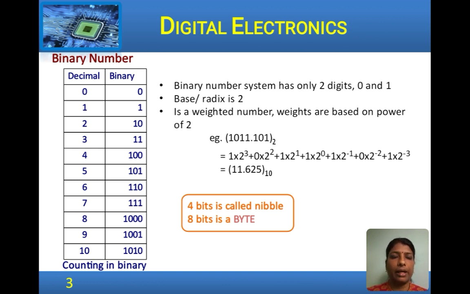Counting similarly in binary, we have first 0, then 1. Since the binary number has two digits, 0 and 1, which are already exhausted, we consider the next bit position, and we have 10, then 11. Now, both the bit positions are exhausted, and therefore, the next bit position gives 100, which is 4. Proceeding so forth, we can go on with binary counting. 4 bits in a binary number is called a nibble, and 8 bits make a byte. A byte is commonly used in computers.